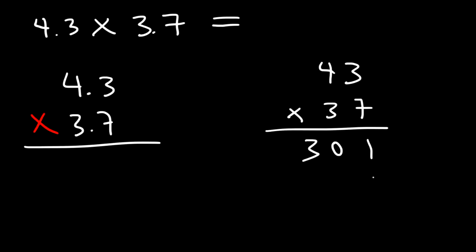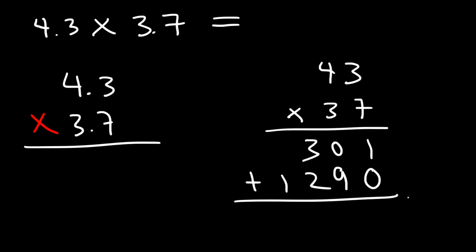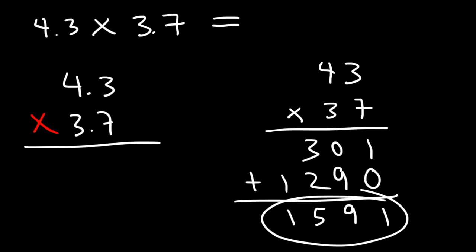So to move on to the next row, you need to add a 0. And then 3 times 3 is 9. After that, we have 3 times 4, which is 12. And then we need to add. So 1 plus 0 is 1, 0 plus 9 is 9, 3 plus 2 is 5, and then bring down the 1. So this is 1,591.